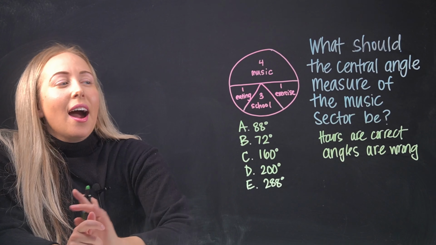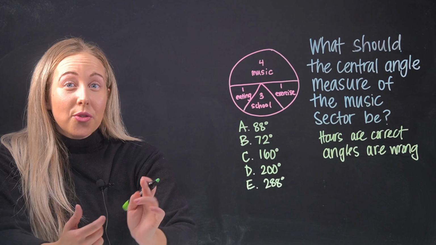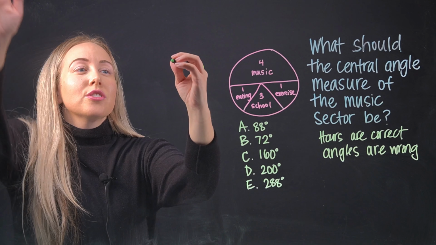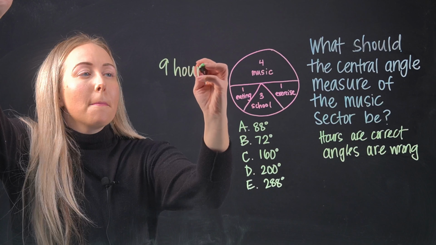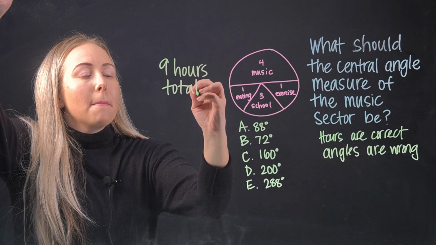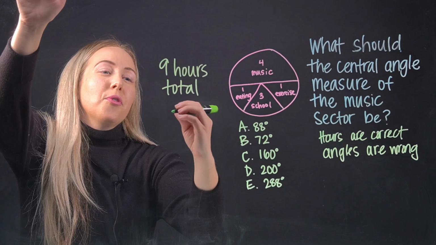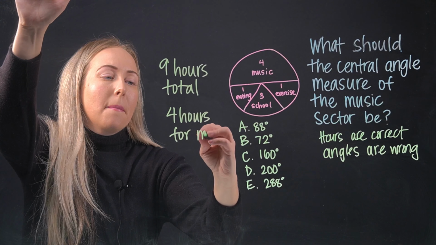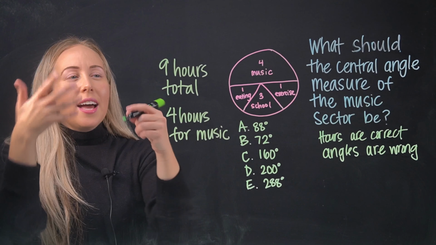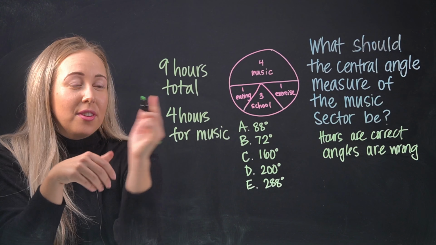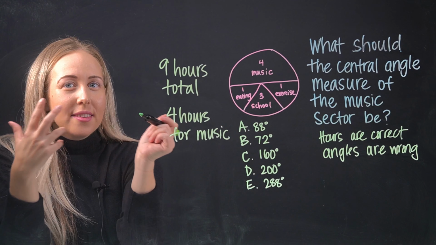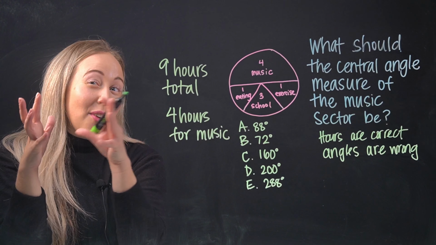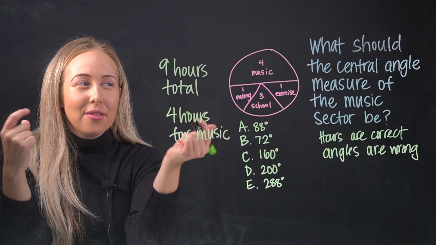So how many hours do we have total right now? Because we know the hours are correct. We have 4, 5, 6, 7, 8, 9. 9 hours total. And right now we have 4 hours for music, right? So let's ask ourselves, is that more or less than half? Is 4 hours out of 9 hours more or less than half? It's less than half, right? So slightly less than half, right? 4.5 would be exactly half of 9.